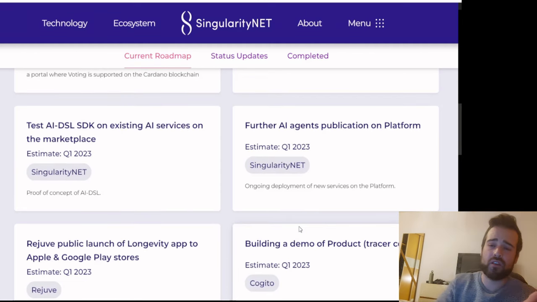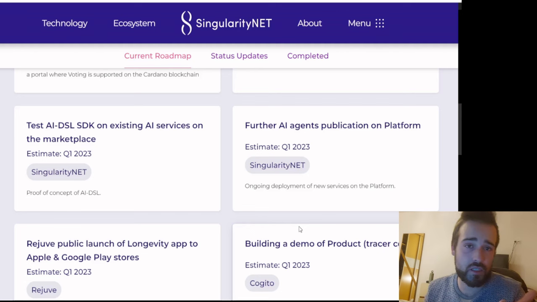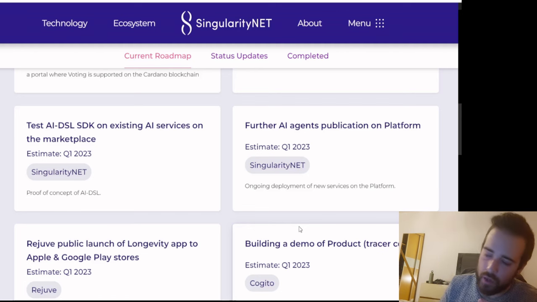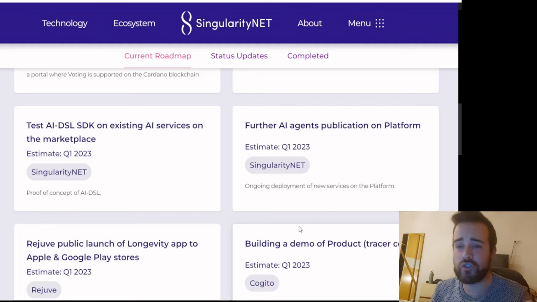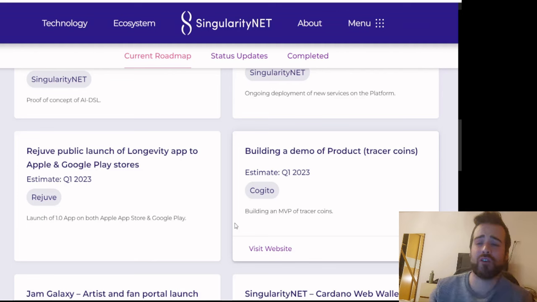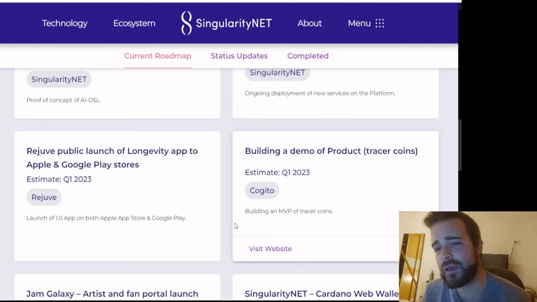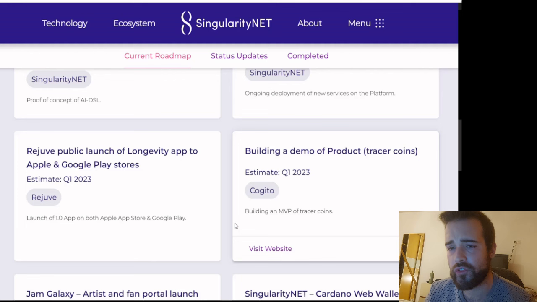Also, Singularity Net just tested the AI-DSL I told you about with the existing services on the marketplace. So basically, they trained the AI to gather a bunch of these services together to perform more complex functionalities with some degree of success. But of course, further testing is necessary and further improvements as well. Rejuve is also working on launching their longevity app on Apple and Google Play stores. So certainly an interesting topic to dive deeper into, maybe in the next video, who knows.